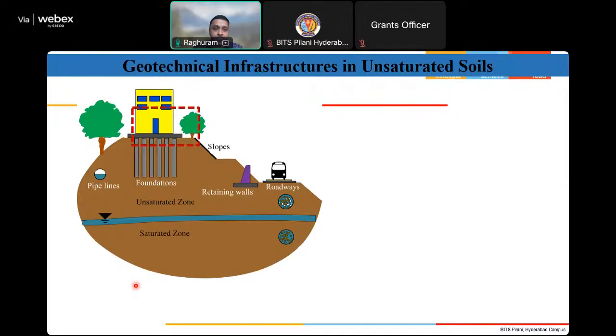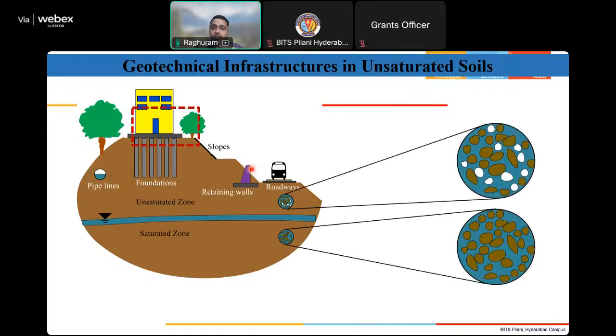So here, I have shown the same thing. Most of the geotechnical infrastructure lies above the water table, that is, in the unsaturated region. If you look at the zoomed version of this one, we have air particles, soil particles, and also water molecules. But below the water table, all the pores are completely filled with water.